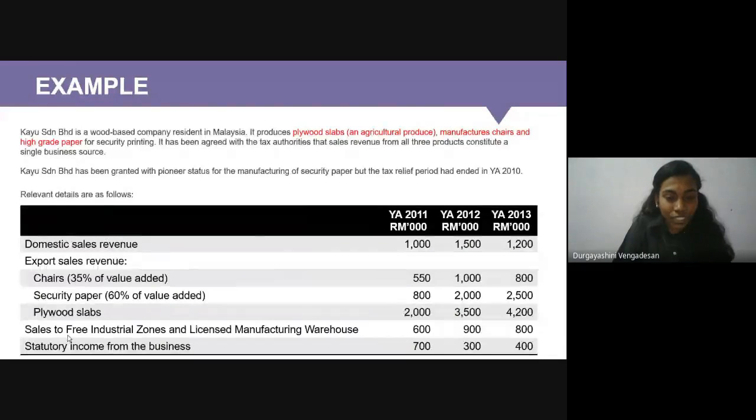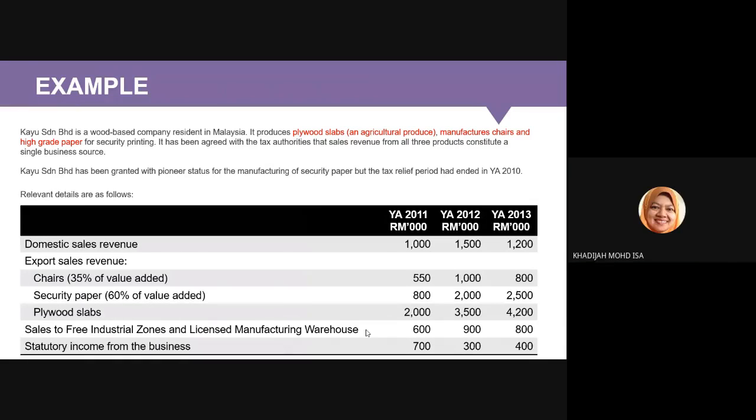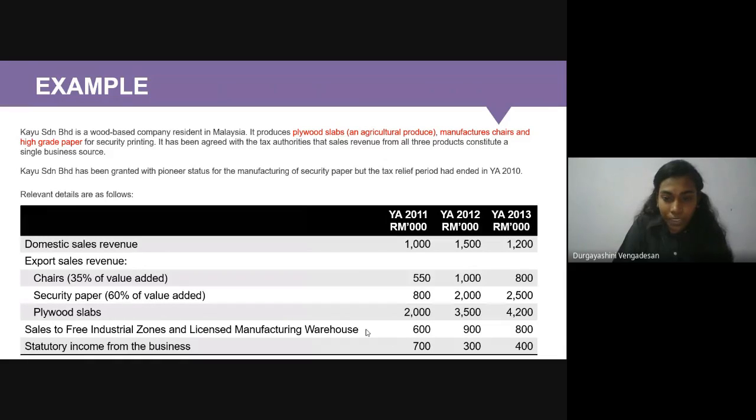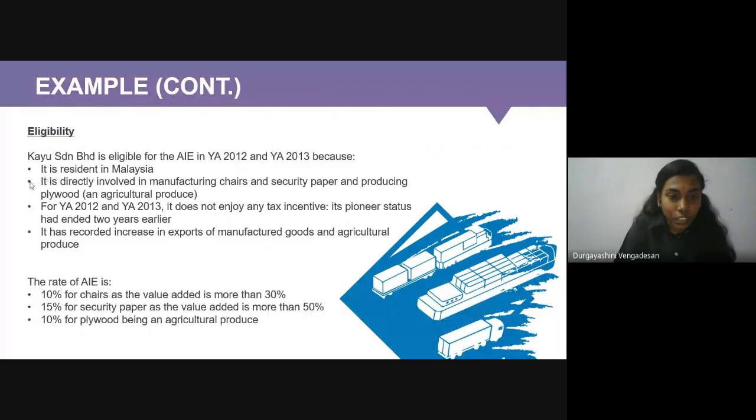Next is sales to free industrial zones and licensed manufacturing warehouse. In 2011, we have 600,000. In 2012, 900,000. 2013, 800,000. And statutory income from the business in 2011 would be 700,000. 2012, 300,000. And in 2013, 400,000. Okay. Next, Kayu Sanjan Berhad is eligible for the allowance for increased export in year of assessment 2012 and year of assessment 2013 because it is resident in Malaysia.